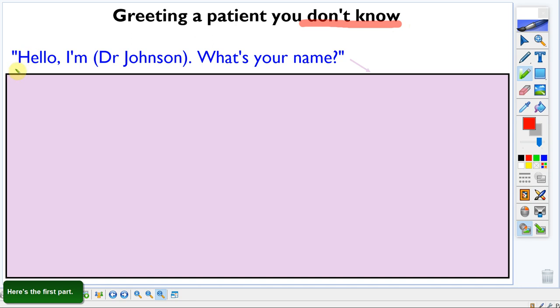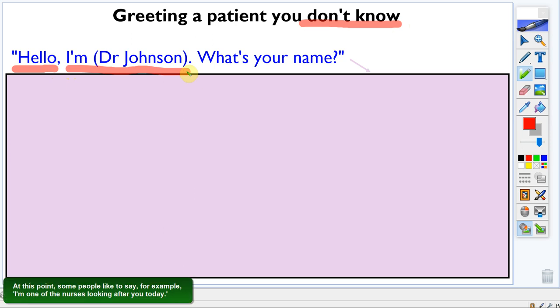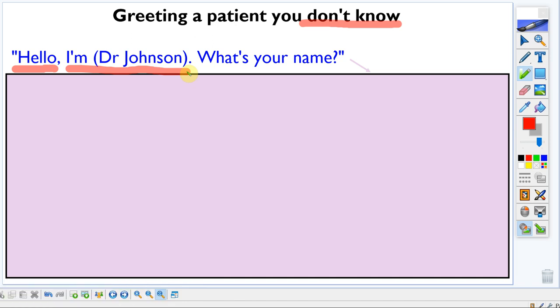Here's the first part. Say hello, give your name. At this point, some people like to say, for example, I'm one of the nurses looking after you today. That's fine, but it's not going to work all the time. For example, you could be a general practice doctor, and it would be quite strange if you said, hello, I'm Dr. Johnson, I'm one of the doctors looking after you. Well, yes, it's clear already what your job is.